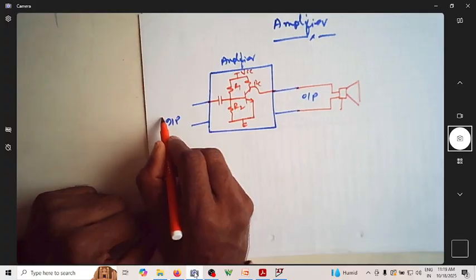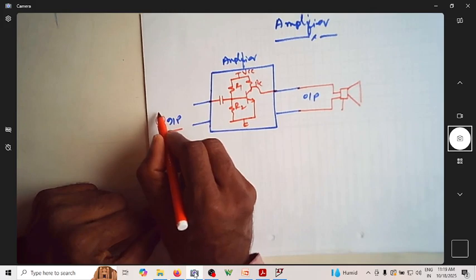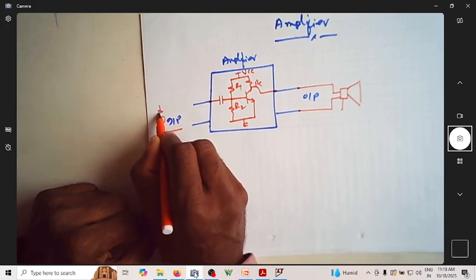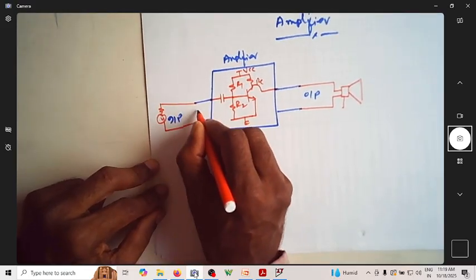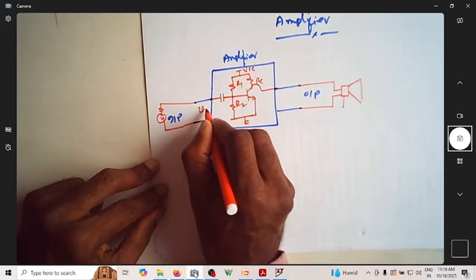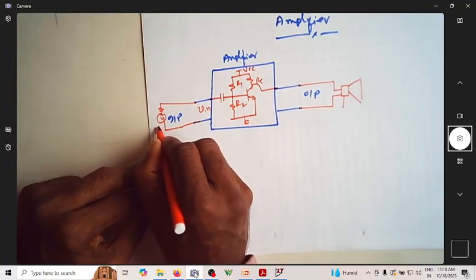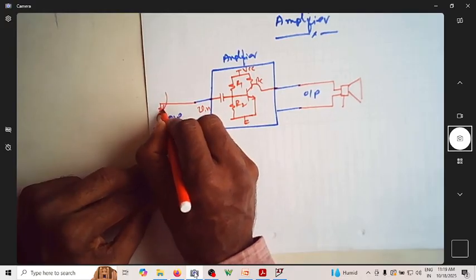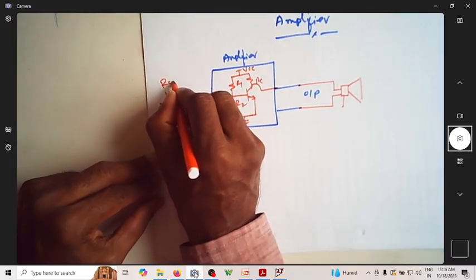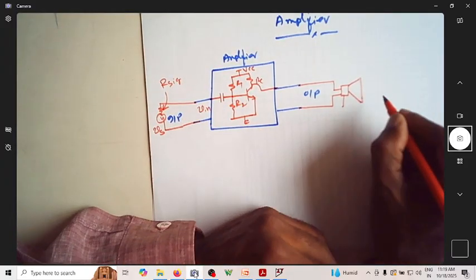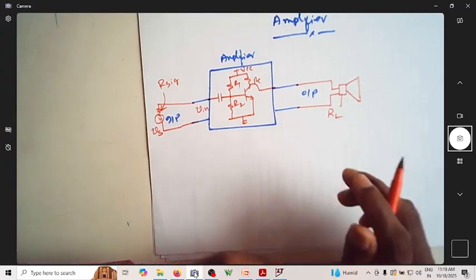Now you have the mic here. I can represent it by a signal source, and this will also have some resistance associated with it. Let us say the input that is reaching the amplifier is V in, whereas the voltage that is generated in the mic is Vs. Let us assume the resistance associated with the mic is R signal, and let us assume that this has an equivalent resistance of some R.